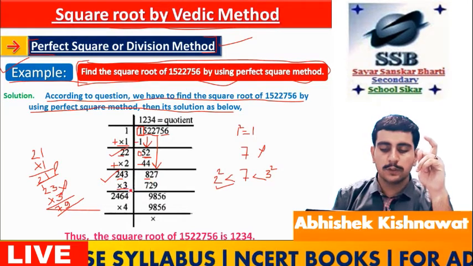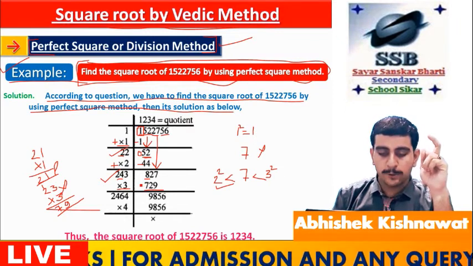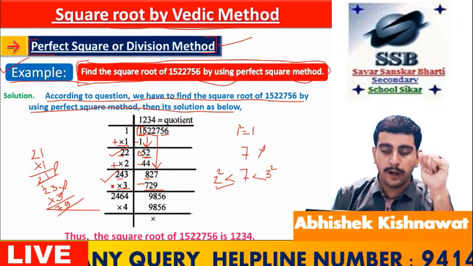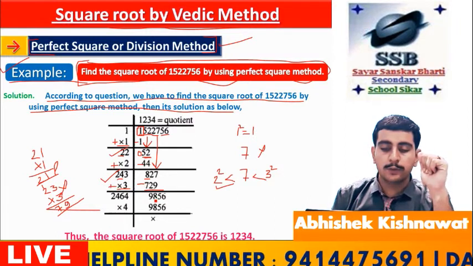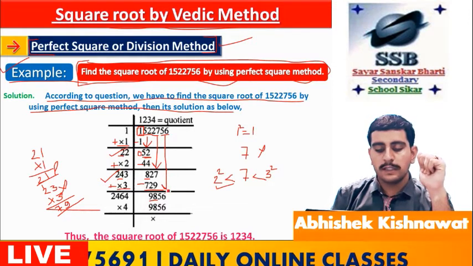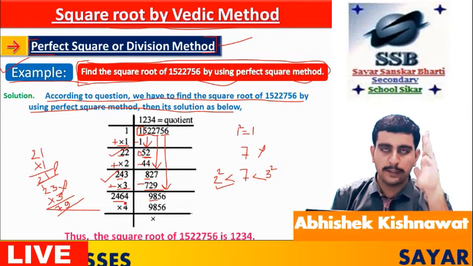Now there is a question mark. From where does it come? Those digits which we chose to multiply, we write at the place of the question mark, and these digits are the square root of the given number. Here the answer is 1 2 3 4. Thus the square root of 1522756 is 1234. I think you all get the point.